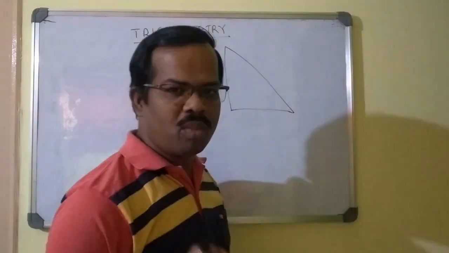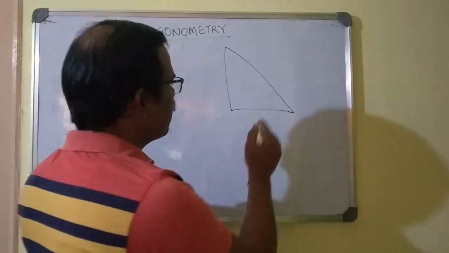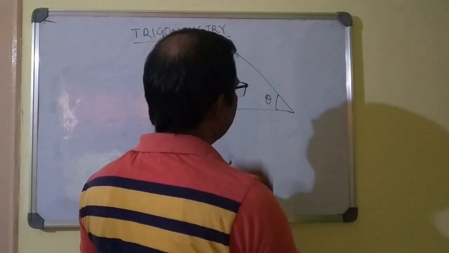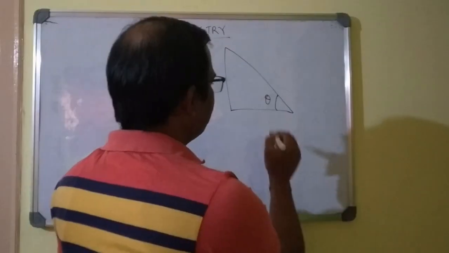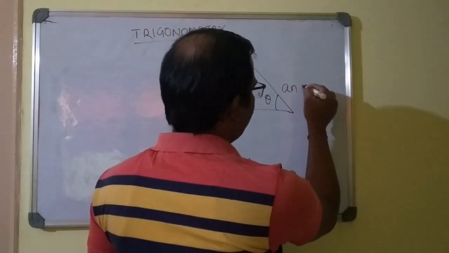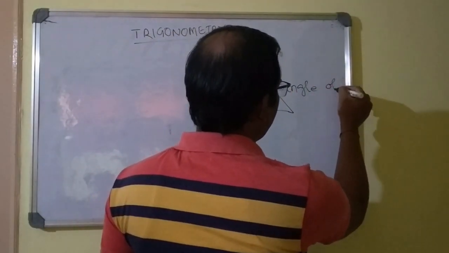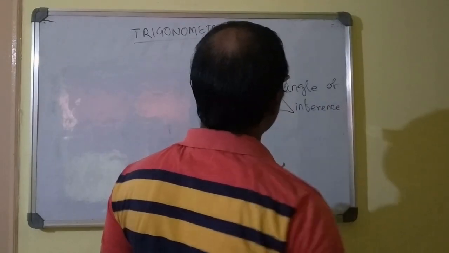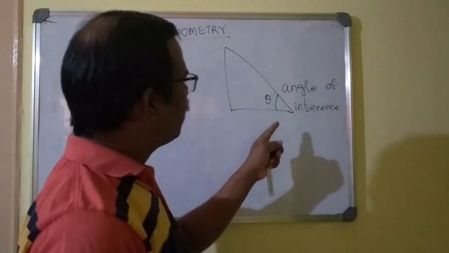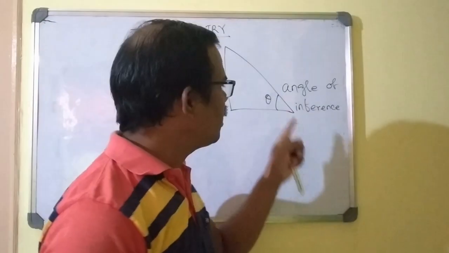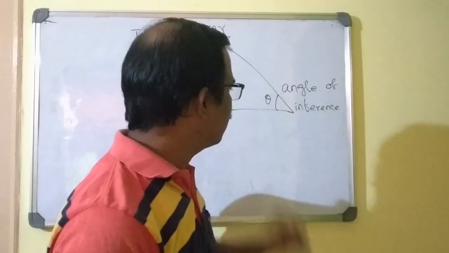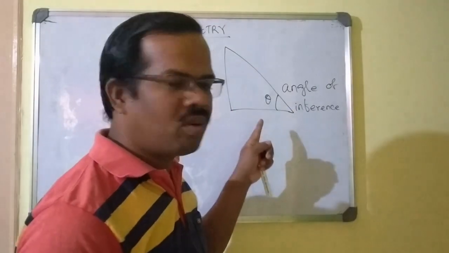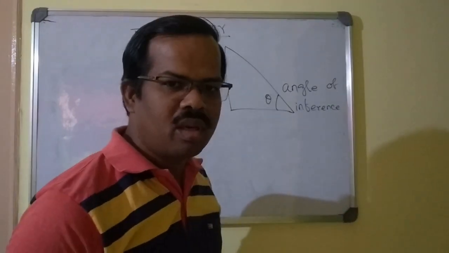Some of the important terminologies that you have to remember: this is theta, this is the angle of inference. One of the important terms that you should remember is the angle of inference, or theta, because this will determine who is the perpendicular and who is the base of the right angle triangle.